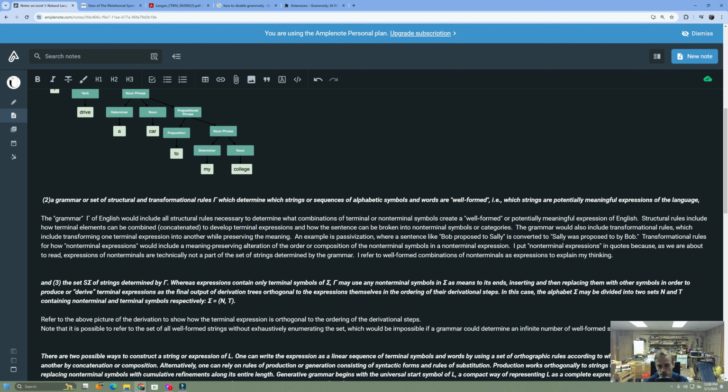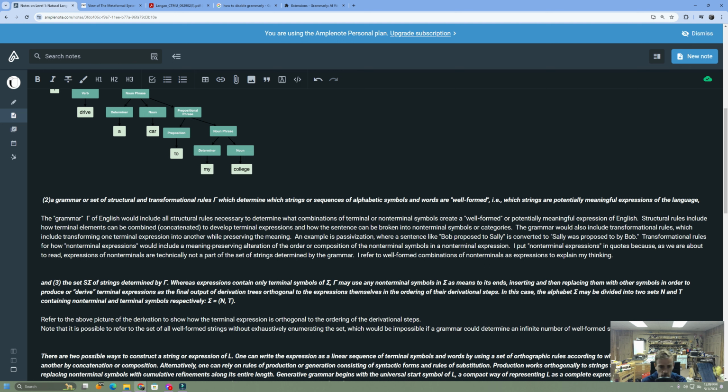Structural rules would include how terminal elements can be combined or concatenated to develop terminal expressions, and how the sentence can be broken into non-terminal symbols or categories. The grammar would also include transformational rules, which include transforming one terminal expression into another while preserving the meaning.